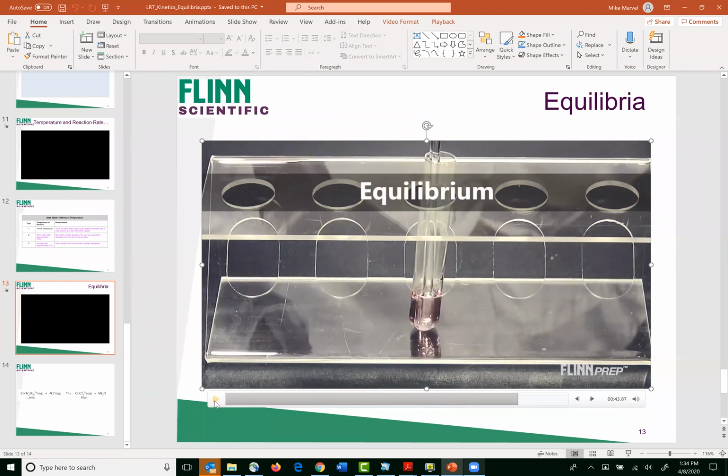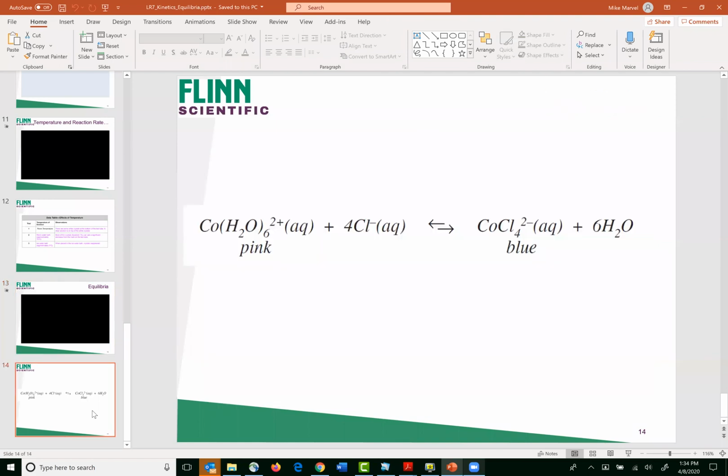So there she's adding water and it's shifting back to the left. Adding water and shifting back to the left. So again, depending on the stress, equilibrium will move one way or the other.